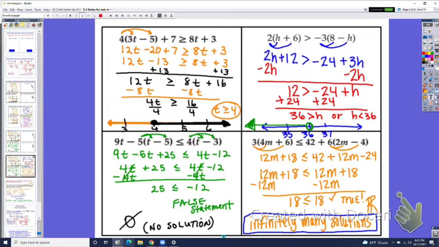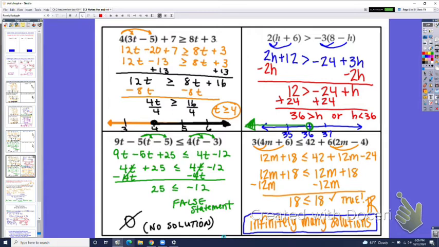The one below it in orange, again, distributive property first. So 3 times 4m plus 6 turns into 12m plus 18. On the other side, 6 times 2m minus 4 becomes 12m minus 24. On the right-hand side, I had to combine my like terms, so 42 minus 24 turned into an 18.